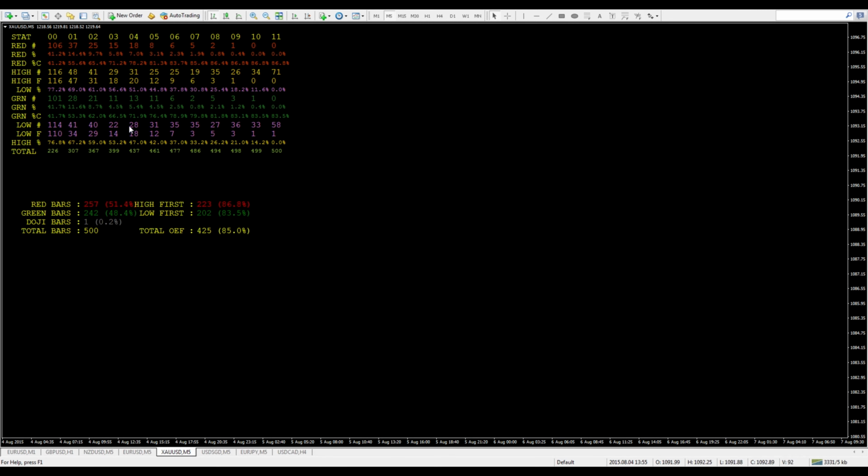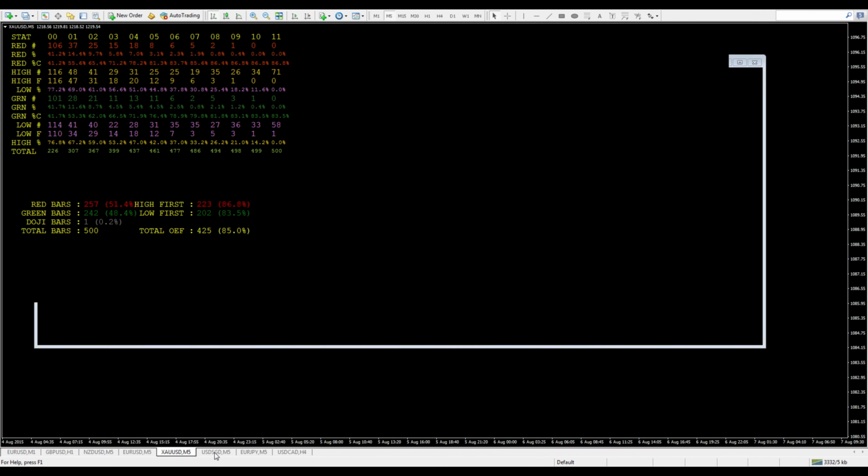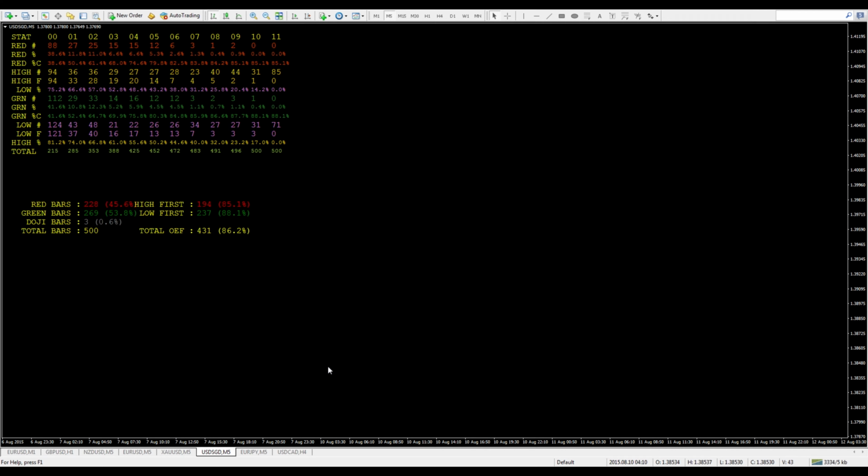This is gold, so this isn't even a forex pair. We go on to use the Singapore dollar, and we come up with the same number again, 86.5%, or 86% even.